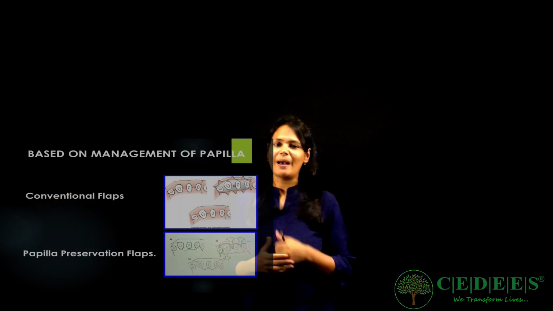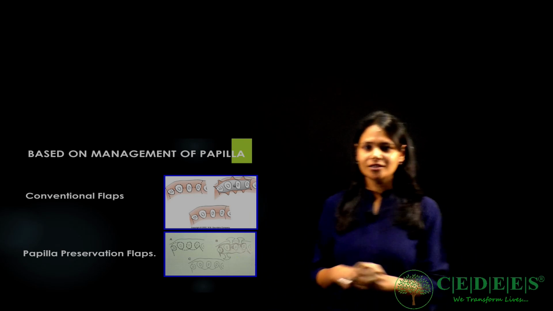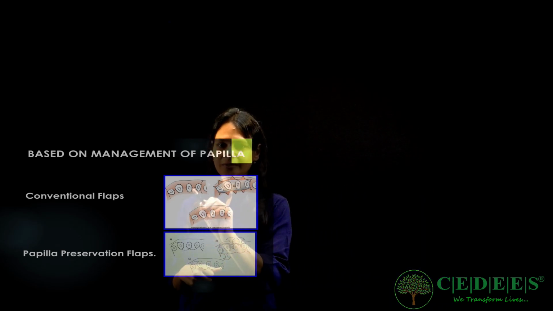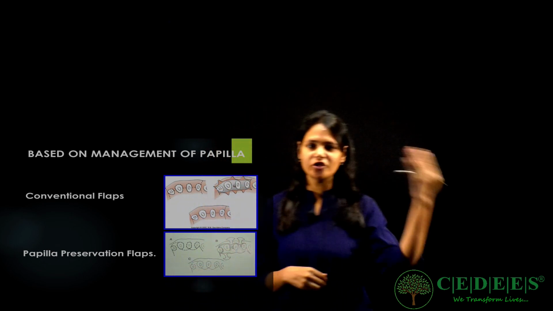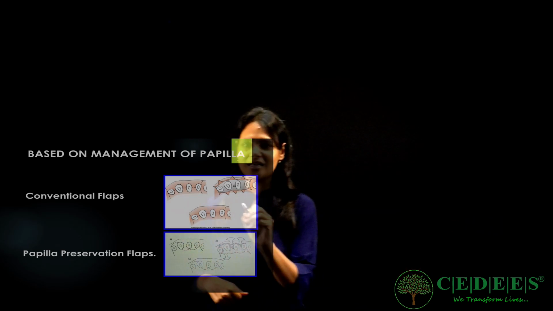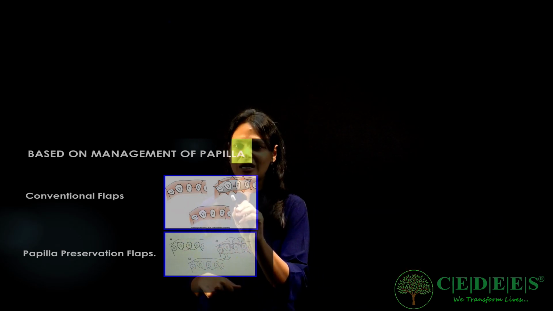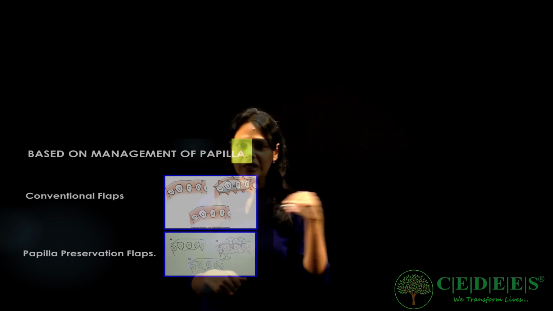Based on the management of papilla. Now whenever we have teeth, so these small circles indicate your teeth. And this is what we do normally. We cut the papilla right in the middle. So we have half papilla on the buccal side and half papilla on the lingual side, as you can appreciate in this picture. The papilla has been cut in the middle.